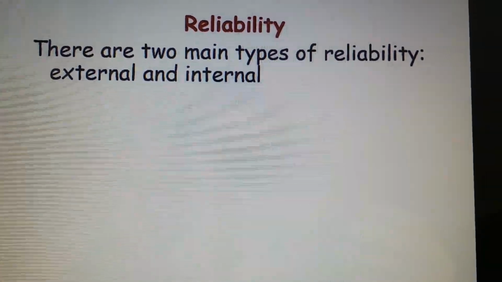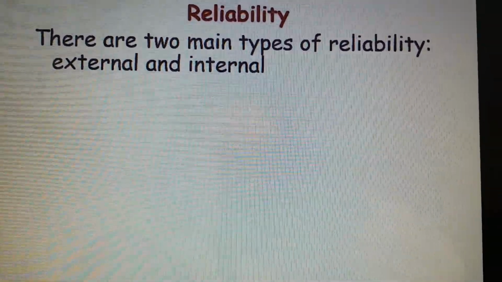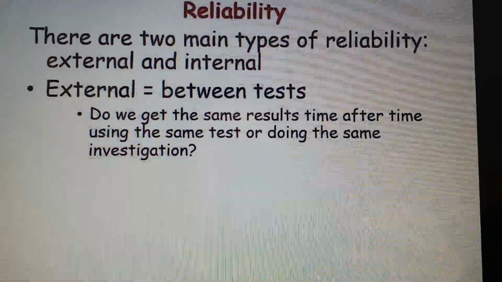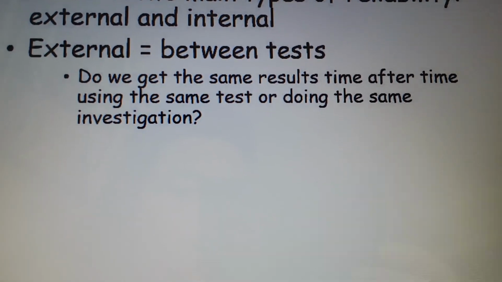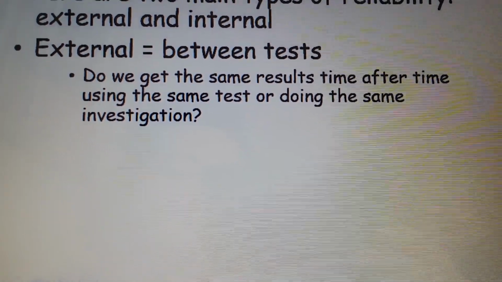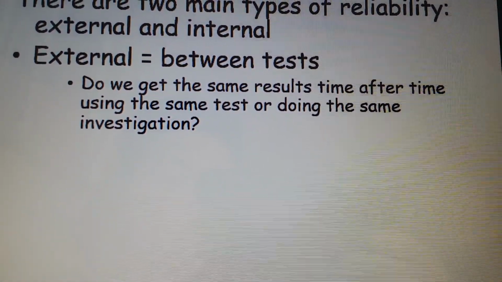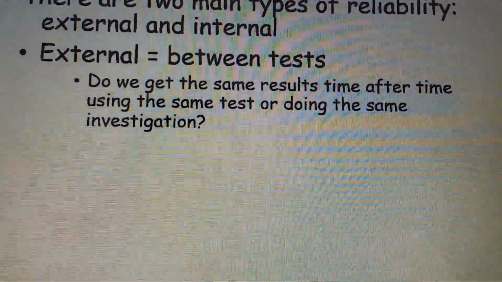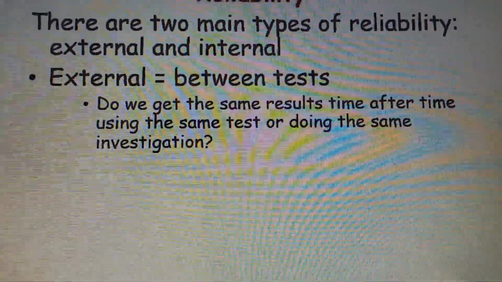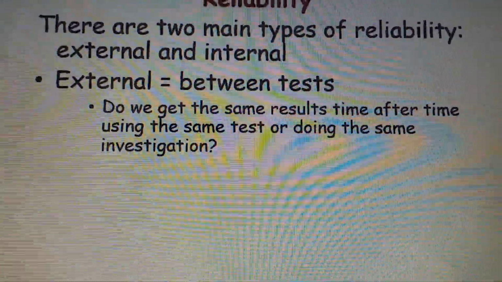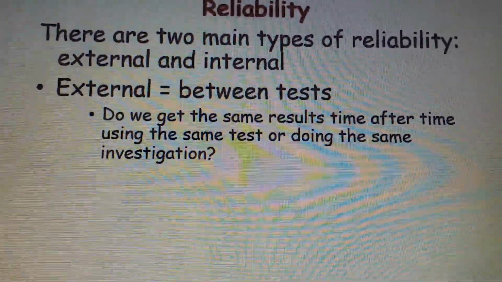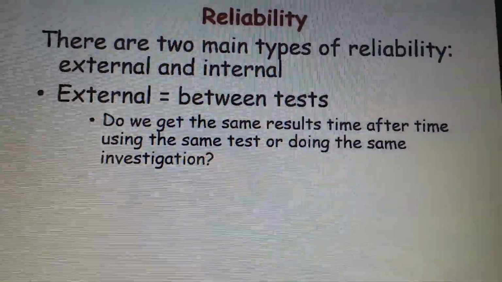So we're going to focus on reliability. There are two types of reliability: external, outside of the study, and internal. If you're struggling between this, just think of it as one type. And an easy way to look at it would be to look at external reliability between tests. So do we get the same results time after time doing the same test or doing the same investigation? If we go back to the measuring tape around someone's head, if we measure a tape around their head at 10 a.m. and at 12 p.m. and at 2 p.m, we would get the same measurement. Therefore, this would be seen to be reliable.